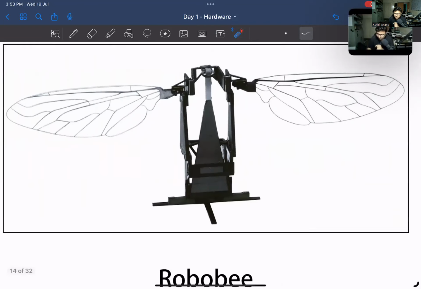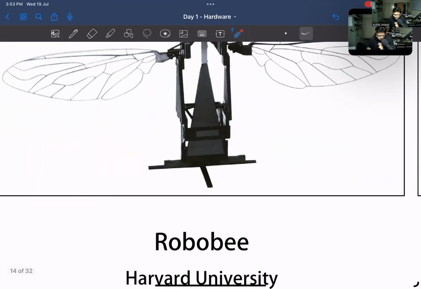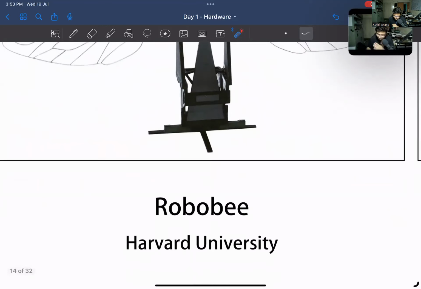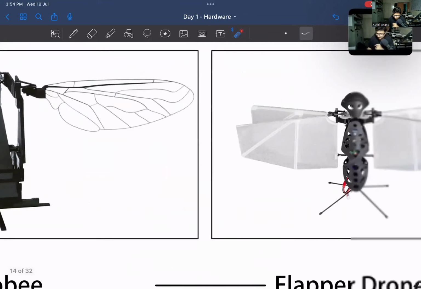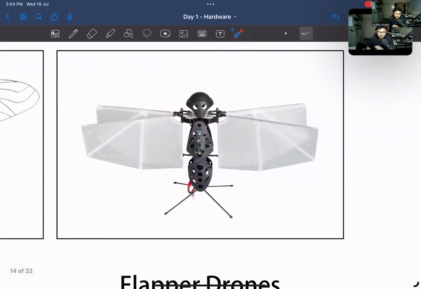Then this is RoboBee. This is only slightly bigger than RoboFly. Slightly bigger as in just of the same size. It was developed at Harvard. Again, it uses triboelectric actuators. And then you have this flapper drone, which is only 15 centimeters.